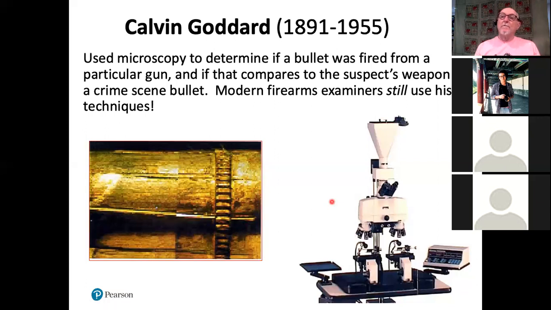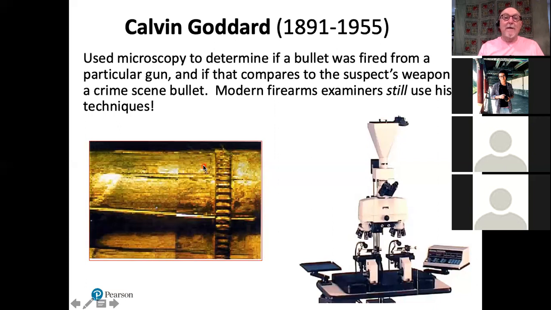So what you could do, if you had a suspect bullet and a suspect gun, is take your suspect bullet and put it under the microscope. You could take a clean new bullet and fire it through the suspect gun, and then compare those two bullets to one another. And if the markings were sufficiently similar, you could make the assumption that both had been fired through the same barrel. So here is an example of Goddard's comparison microscope.